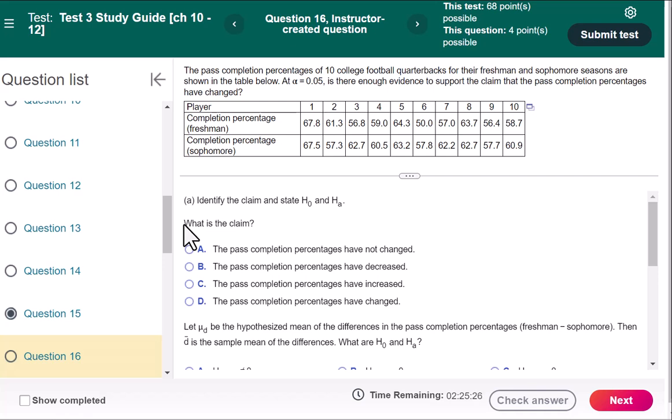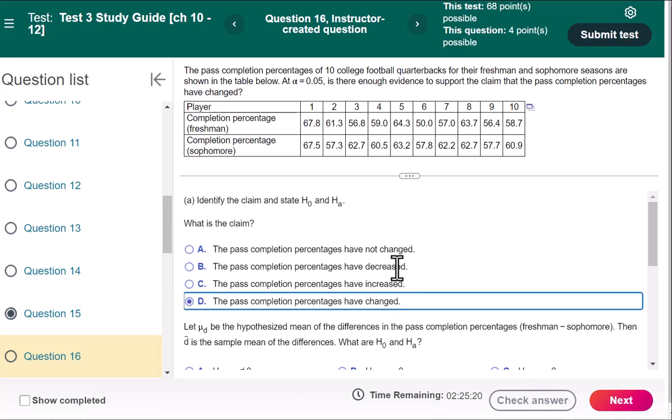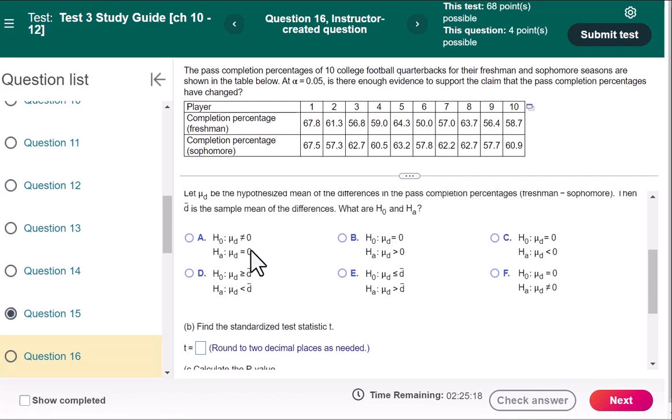I'm going to show you how to use StatCrunch to do this. The pass completion rate percentage have changed. This is the claim. And you see, you do mean of the difference. So you subtract freshman minus sophomore, and you test it against 0. And because he says have changed, that means different sign, you just use the different from 0 sign. So it will be this one right here. The null hypothesis will always be the equal sign.